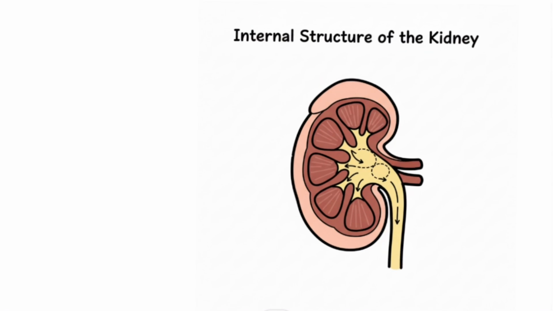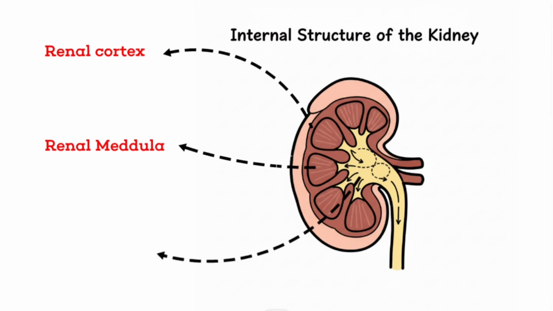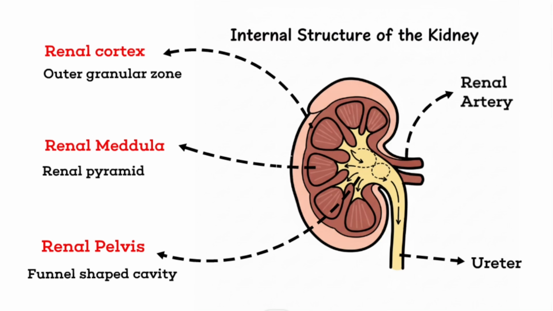Internally, each kidney has three distinct regions: the renal cortex, the renal medulla, and the renal pelvis. The cortex is the outer granular zone. The medulla consists of renal pyramids and columns, and the pelvis is a funnel-shaped cavity that collects urine and passes it to the ureter. Blood enters through the renal artery, branches into smaller arterioles, and finally reaches millions of microscopic filtration units called nephrons, the true working units of the kidneys.